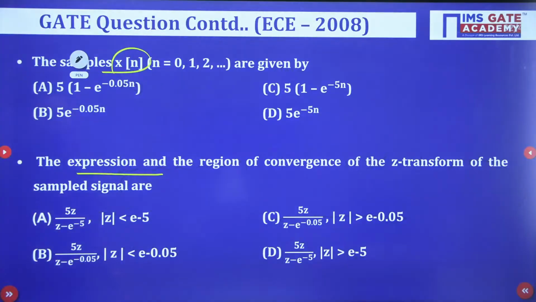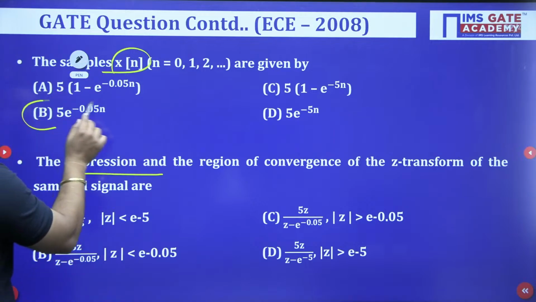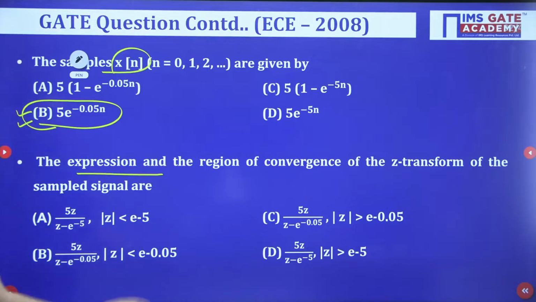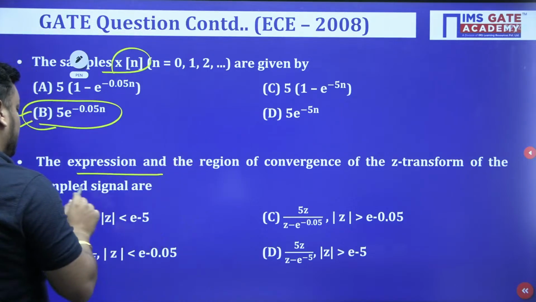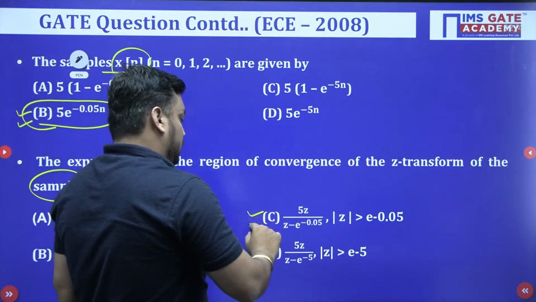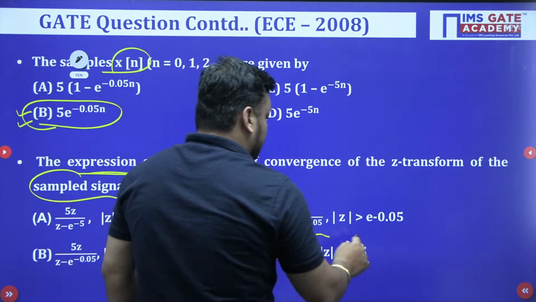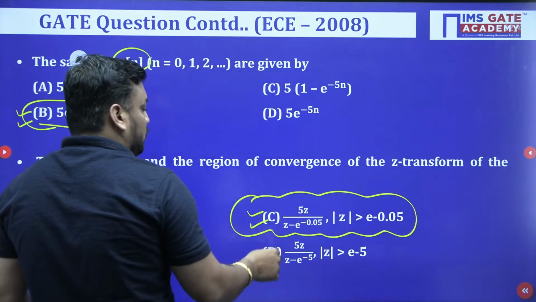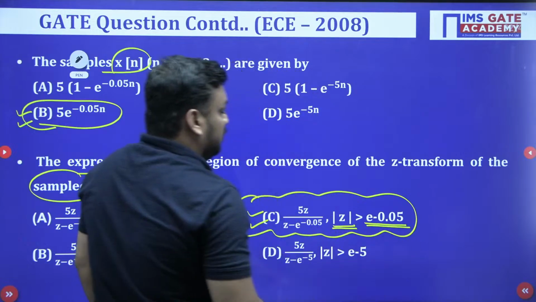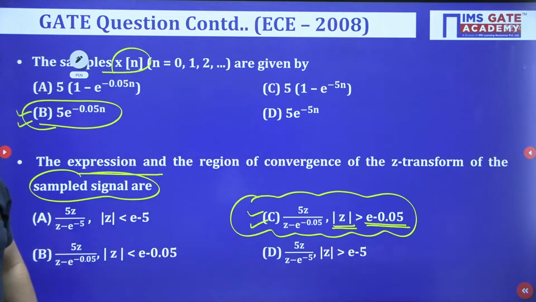So tell me now which option is correct, guys? For x of n, the correct option is option B, 5 into e to the power minus 0.05 n. And the expression and the region of convergence for the Z transform of the sampled signal is option C, 5z upon z minus e to the power minus 0.05, where mod of z is greater than e to the power minus 0.05.